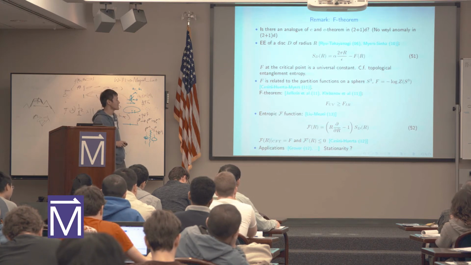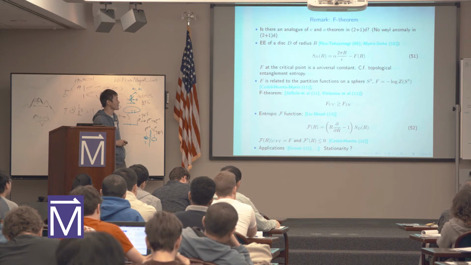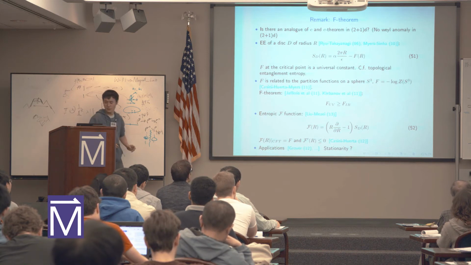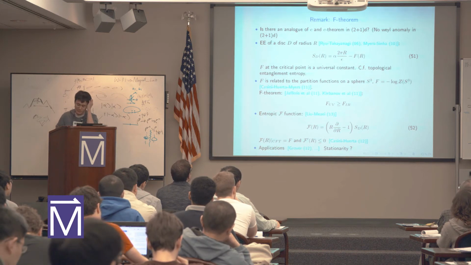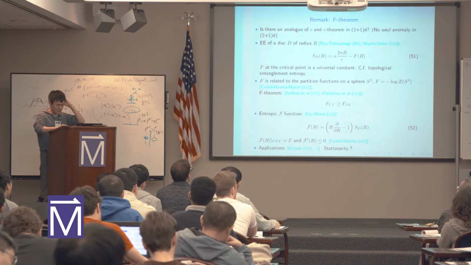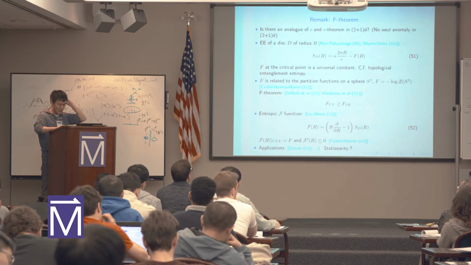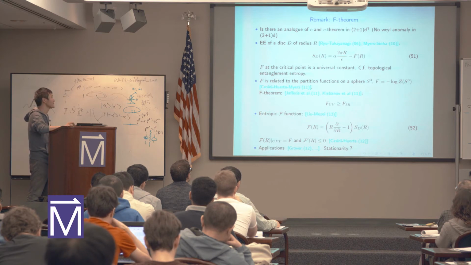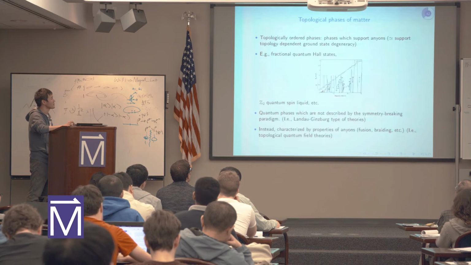People also define something like an entropic C function, which is now called the entropic F function, and it satisfies similar properties, although it has some unwanted properties as compared to the C theorem in 1+1 dimensions. But anyway, there's something like this in 2+1 dimensions. Okay, just a quick remark.